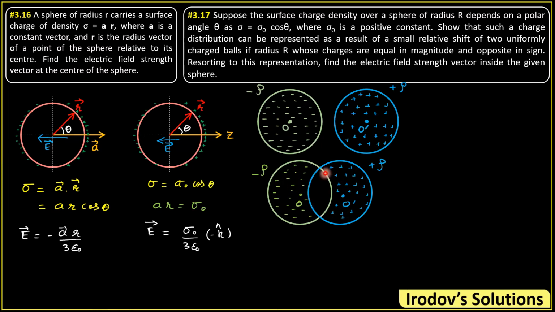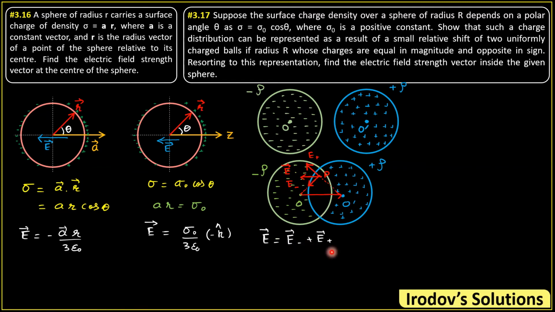And I want to find the electric field in the overlapping region at any general point, say P. Because of this part, minus rho, the electric field here would be towards O, and because of plus rho, the electric field will be directed away. So the electric field because of the minus rho sphere is say E minus, and the electric field because of the plus rho is say E plus. The net electric field is the vector sum of these two: E net is equal to E minus plus E plus.